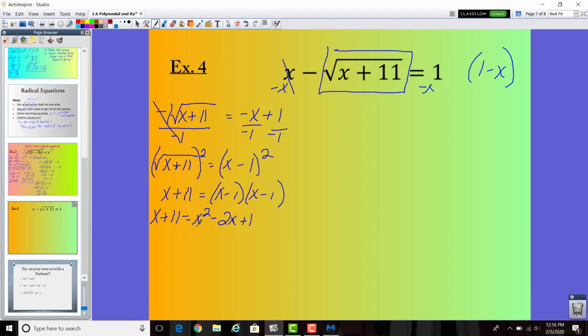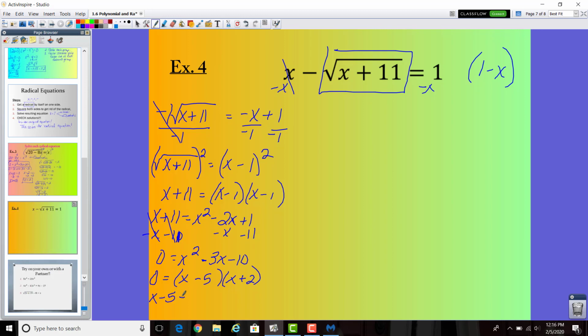This is again quadratic. Because I have x terms, I'm going to have to use factoring or the quadratic formula, which means one side has to equal 0. So I'm going to subtract x and subtract 11. So 0 equals x squared minus 3x minus 10. Again, from here, you can factor or use the quadratic formula. We get x minus 5 and x plus 2. Those numbers will multiply to give us negative 10 and add to give us negative 3.